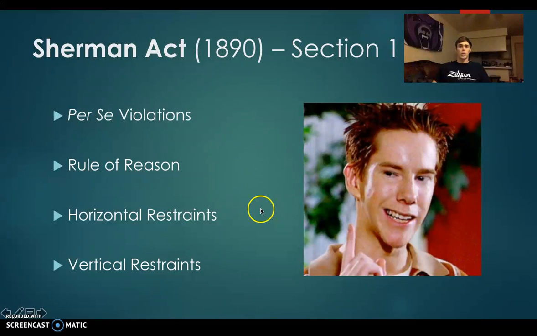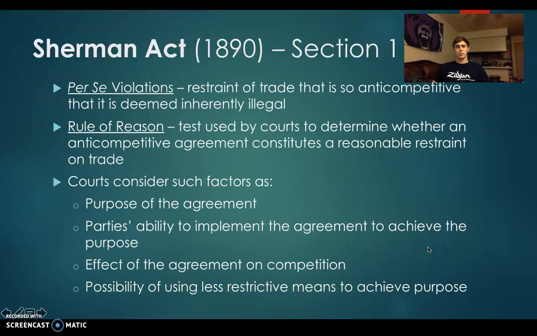With regard to Section 1 of the Sherman Act, we've got per se violations, the rule of reason, horizontal restraints, and vertical restraints, which are actually both subject to the rule of reason. So per se violations: this is a restraint of trade that is so anti-competitive that it is deemed inherently illegal. This is when a business engages in business practices that are obviously putting some type of restraint on trade and that are obviously in violation of antitrust laws.